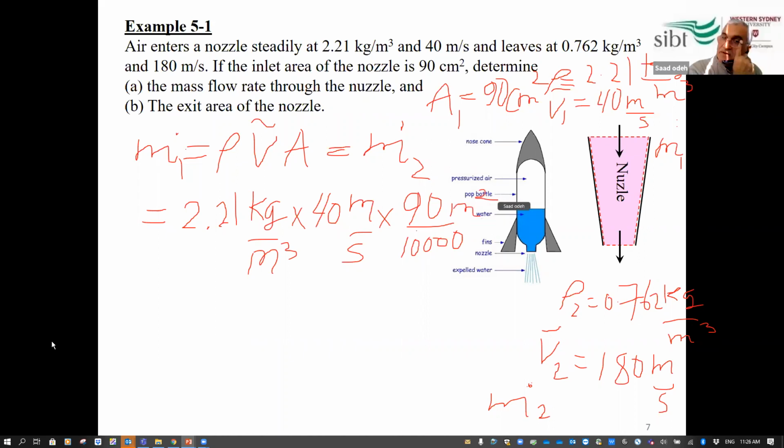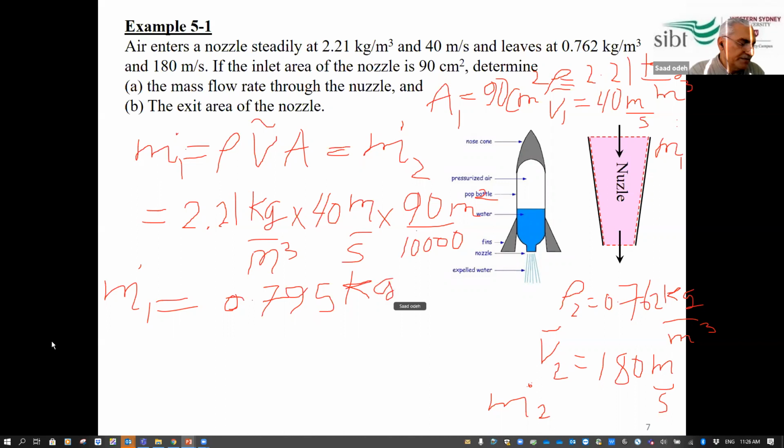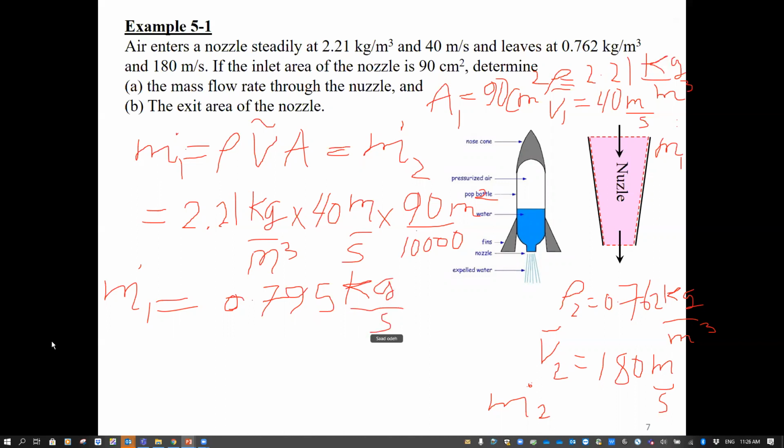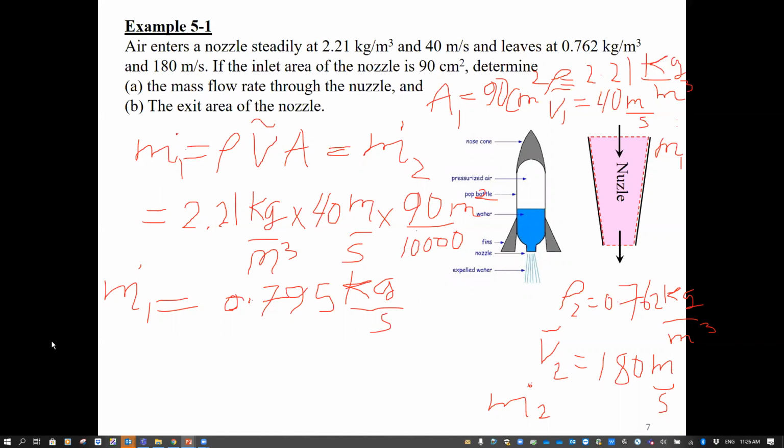Yeah. So now you can find the mass flow rate. Please calculate it and find out the mass flow rate. It's going to be 0.7956. Sorry, again, 0.795 kilogram per second. Correct? Mass flow rate. Yeah, it's per second.